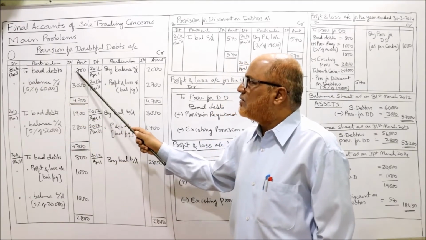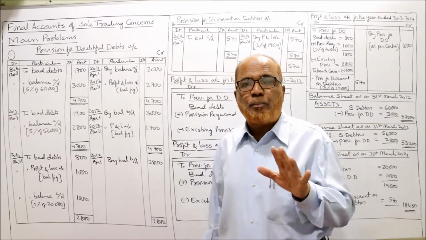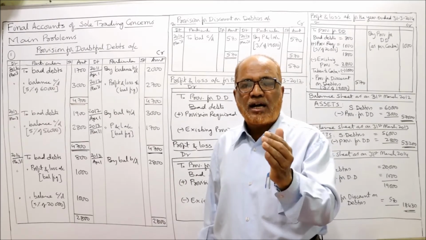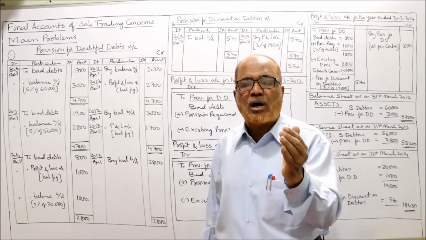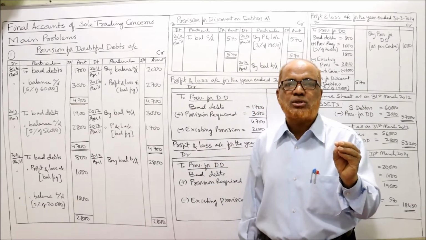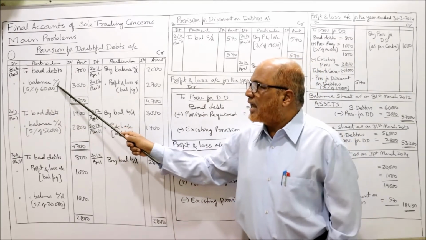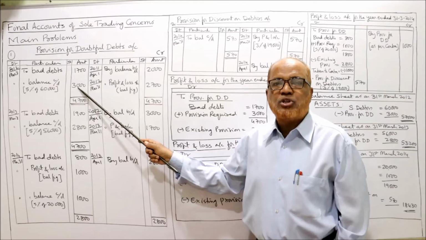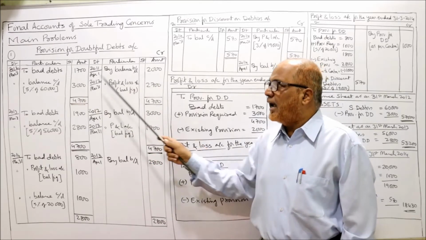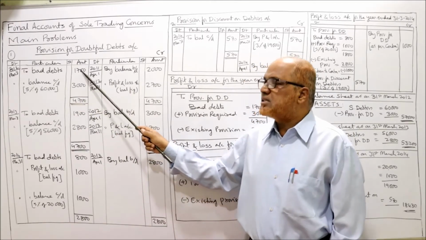How much are the bad debts? 1700. At the end of the year, it is asking you to make a provision for doubtful debts at 5% on debtors. The debtors at the end of the year are 60,000. So 5% of 60,000 comes to 3,000. So to balance carried down, this is the closing provision. Beginning of the year provision for doubtful debts is 2,000. End of the year provision is 3,000. And bad debts during the year are 1700.